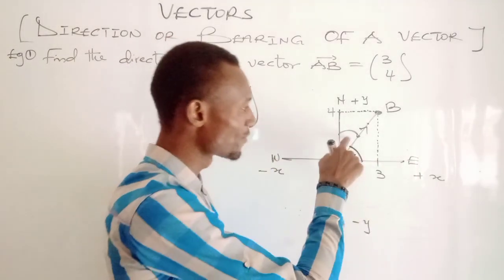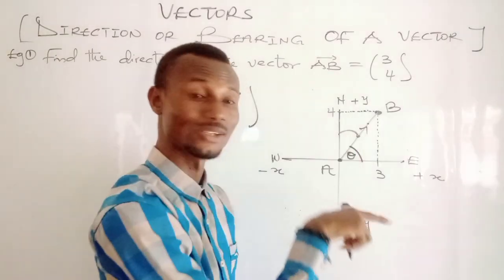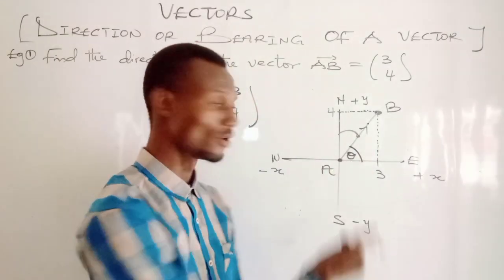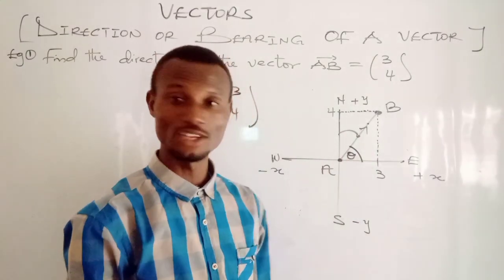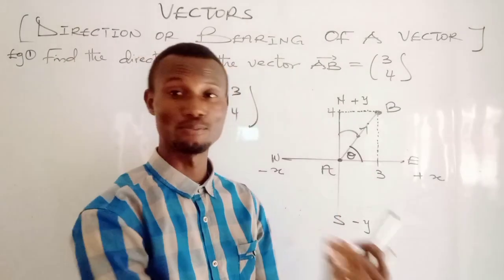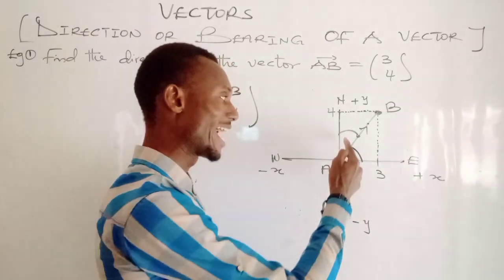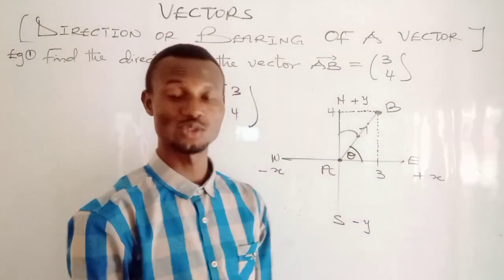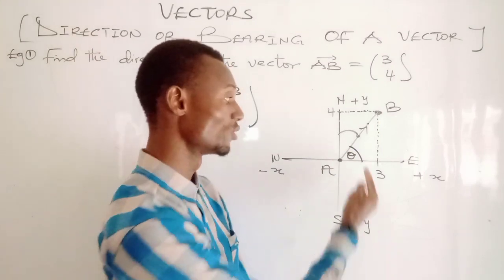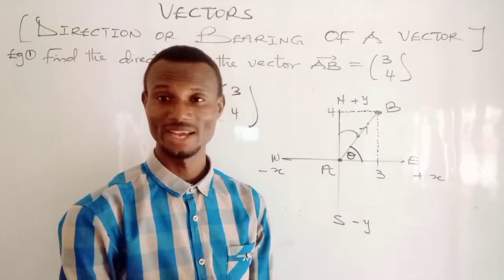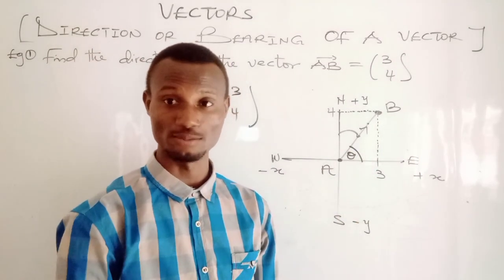But we cannot find this angle until we've known the angle which is here, which is the theta. So we need to know the theta before we can proceed and find the angle which is here. That is why it is necessary for us to find the angle which is here. I hope the explanation is clear enough up to this point.